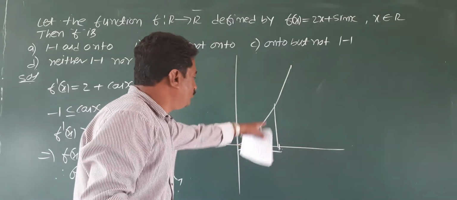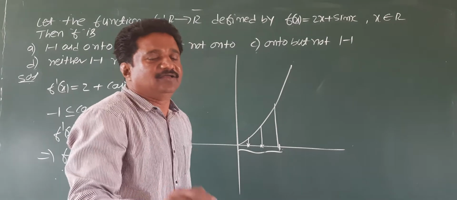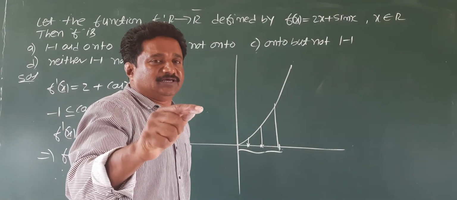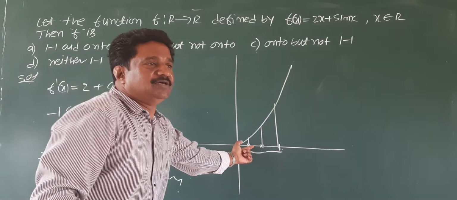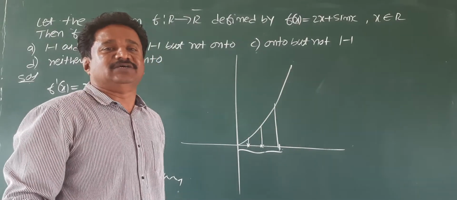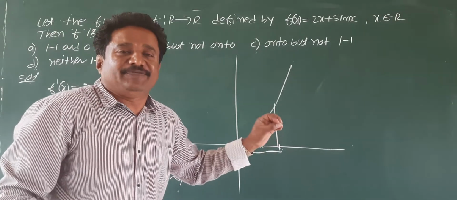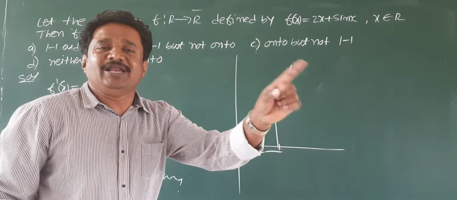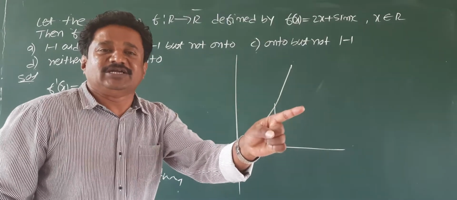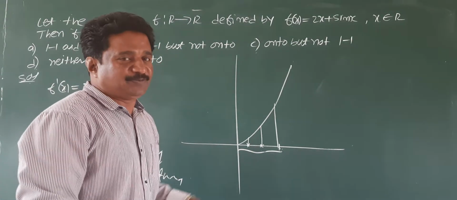The vertical values are y values, and the horizontal values are x values, right? If for different x values we have different y values, what does it mean? Different x values are related to different y values. One x value is related to only one y value. It is one-one. It must be one-one.